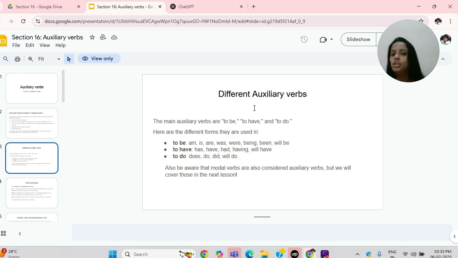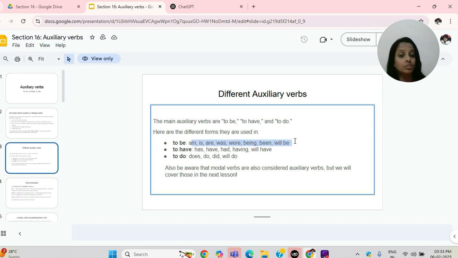We usually know the main auxiliary verbs are to be, to have, and to do, but there are different forms they are used in. To be, say for example, is am, is, are, was, were, being, been, will be. All these words come under this category of to be. And to have, like has, have, had, having, will have, all these words come under the category of to have auxiliary verb. And when it comes to do, we know that it's does, do, did, or will do.